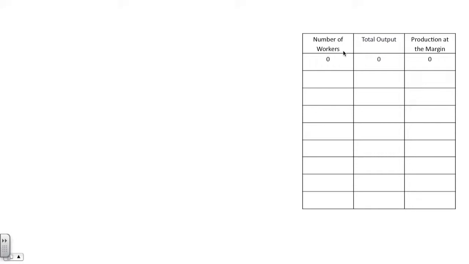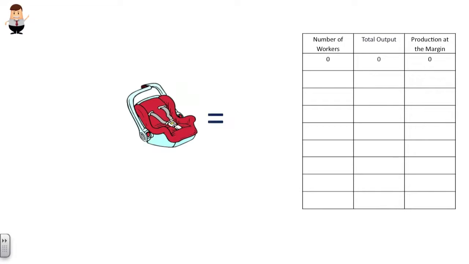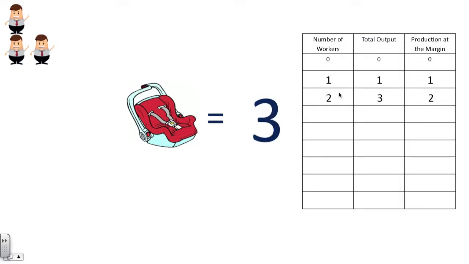You can see in this table we have total number of workers, total output for the business, and then production at the margin. So I'm going to use this little character here as a representation of labor at our business. When all of the resources are being used wisely, this worker can sell one car seat per day. Now we can see that our one worker here increased our total output by 1 and subsequently a marginal increase of 1. If we add another worker, now we have 2 workers, a total of 3 output, and an increase of 2 car seats in our production at the margin.